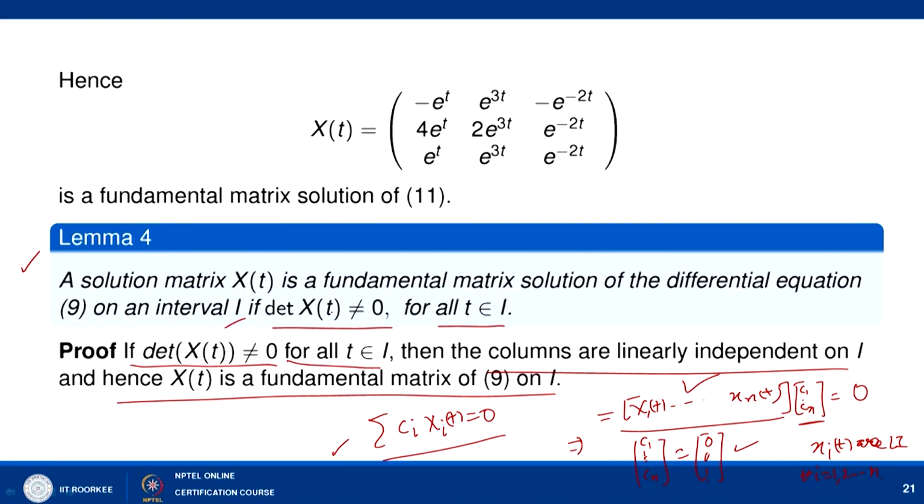So, this simply says that the columns of the matrix cannot form a solution matrix for the equation x dash equal to A of t x. So, if the determinant of phi t is equal to 0 and the columns are linearly independent, it means that the columns cannot form a matrix solution of x dash equal to A t x, because for a solution matrix, if the determinant of x t is non-zero, then it is a fundamental matrix solution.